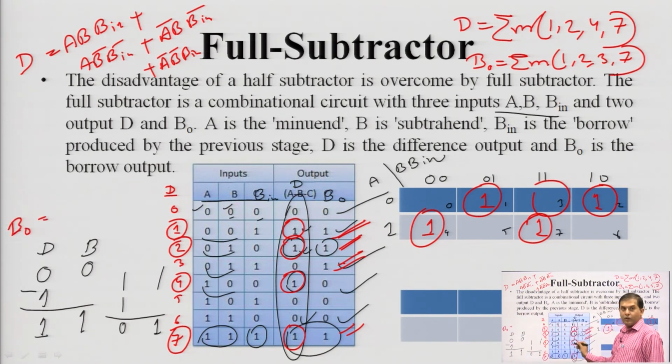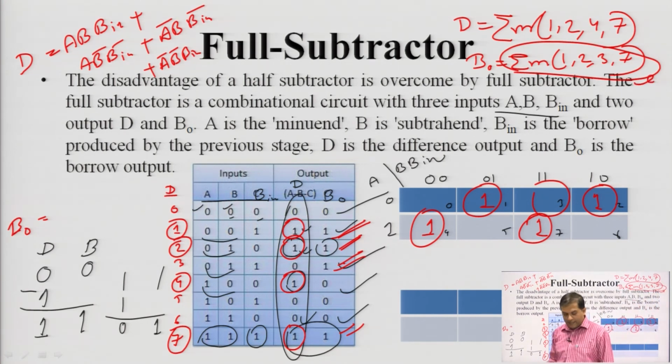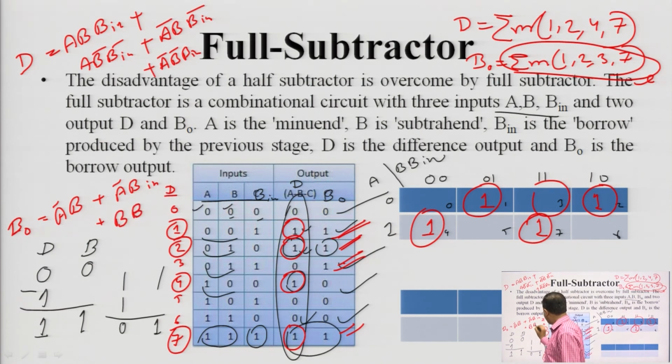And for borrow, B naught, we will have A bar B, this 1, 2, 3, 7. If we solve the K map for this, we will get the minimized expression A bar B plus A bar B in plus B B in. So, this will be the format for borrow.